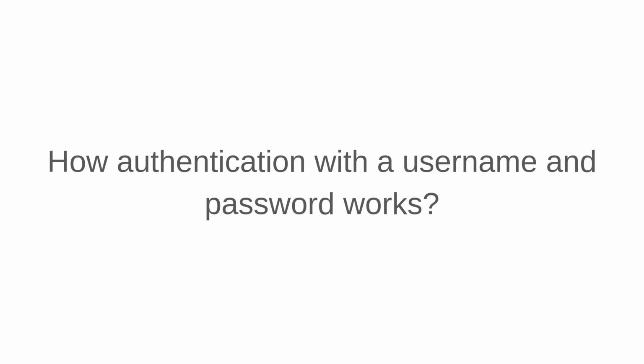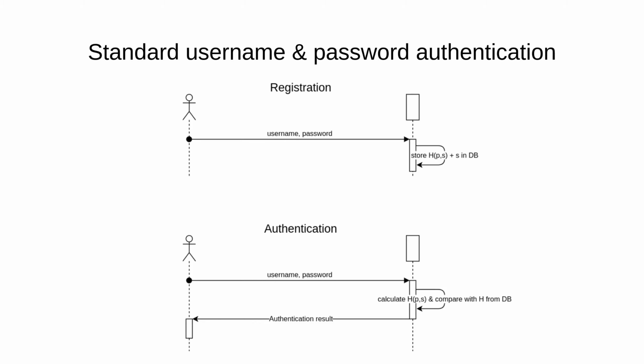So let's start with some basics. So how the authentication with a regular username and password works. This is relatively straightforward. We start with a registration. During this process, we send a username and a password to the server. The server then creates a random value called salt and with the password calculates a special value called hash, which then together with the salt and the username is stored in a database.